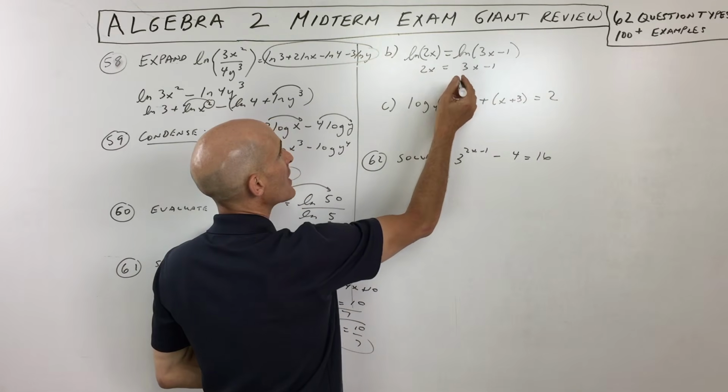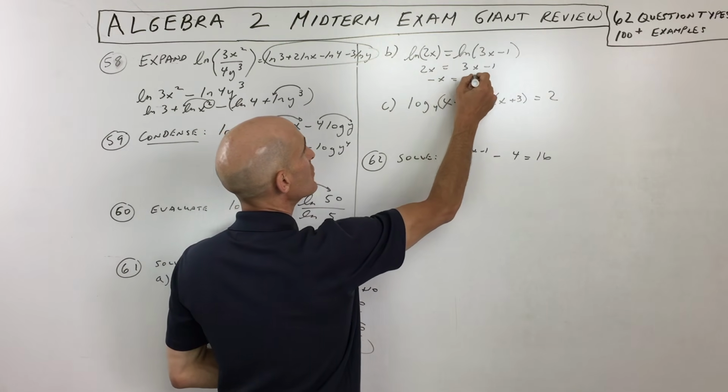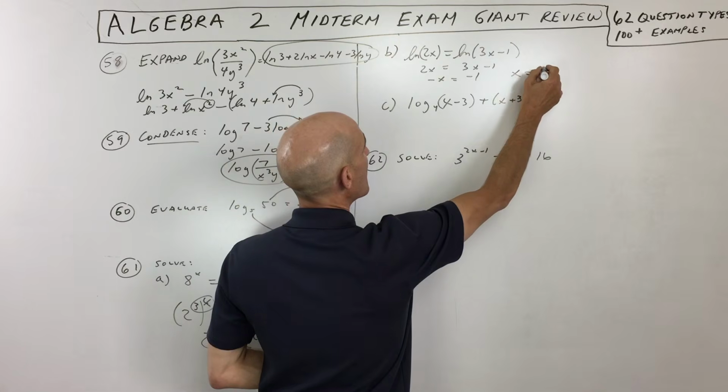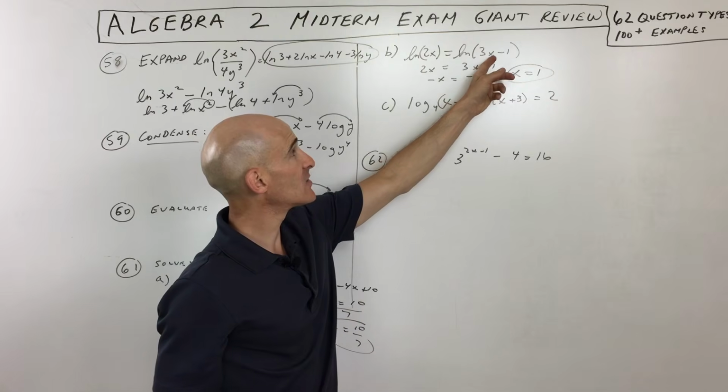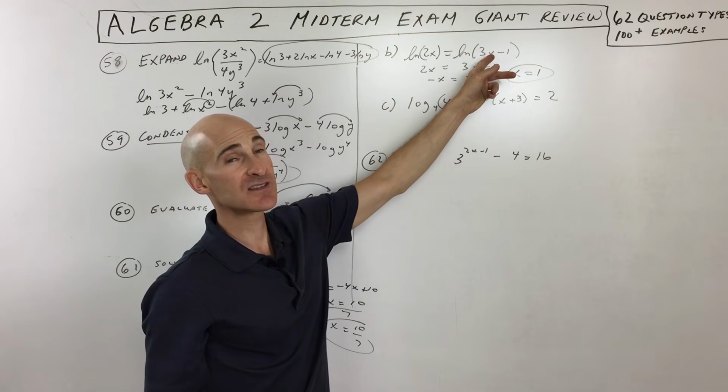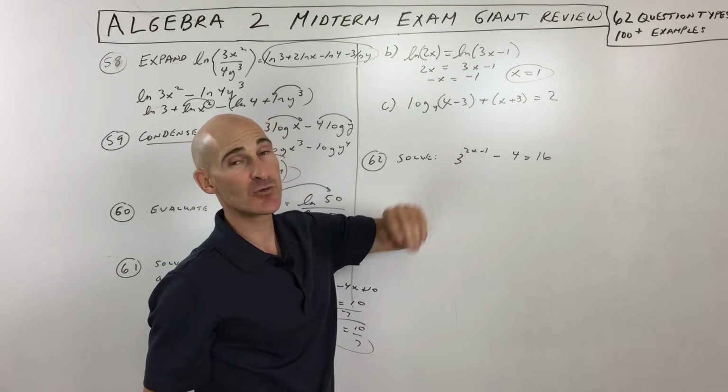And if I subtract the 3x from both sides, I get negative x equals negative 1, and divide both sides by negative 1, we get x equals 1. One thing you want to be careful of, though, when you're working with logs, is you cannot take the log of 0 or a negative number. That's just not possible. It's not in the restricted domain.